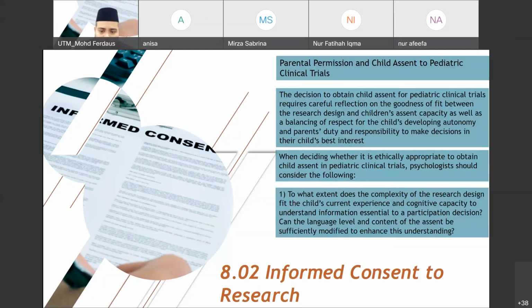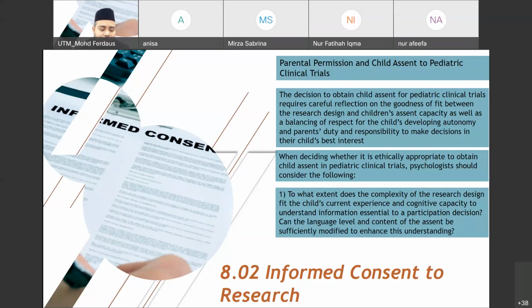Okay. Still continuing on parental permission and child assent in pediatric clinical trials. The decision to obtain the child's agreement or disagreement for pediatric clinical trials requires careful reflection on the goodness of fit between the research design and the child's assent capacity, as well as a balancing of respect for the child's developing autonomy and the parents' duty and responsibility to make decisions in their child's best interest.